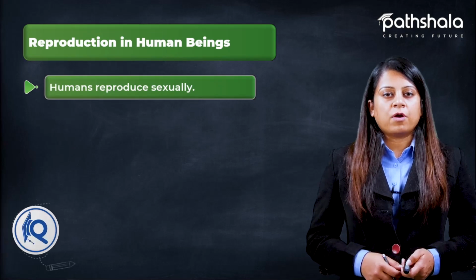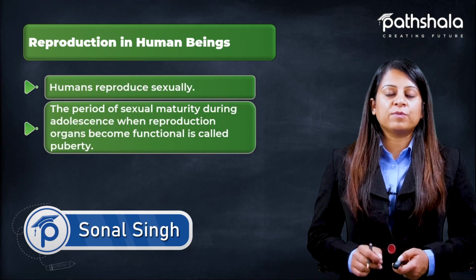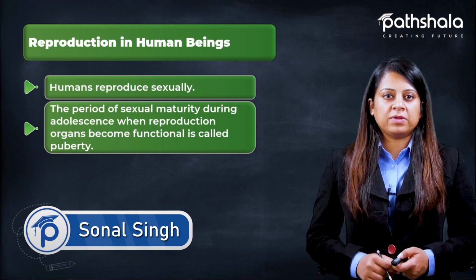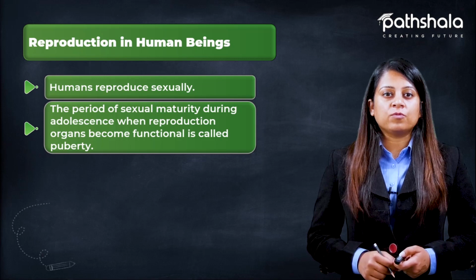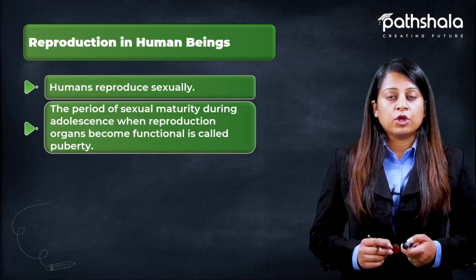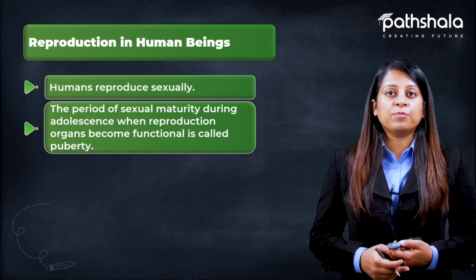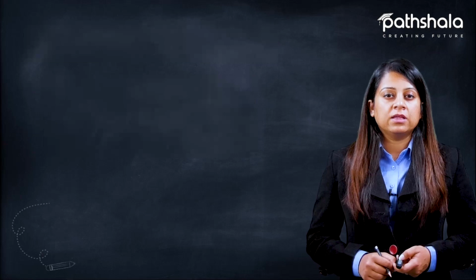Next, let us study about reproduction in human beings. As we all know, sexual reproduction takes place in human beings. The period of sexual maturity during adolescence, when reproductive organs become functional, that means a human being is capable of reproducing the young ones, is known as puberty.